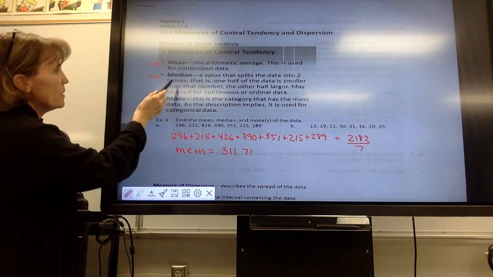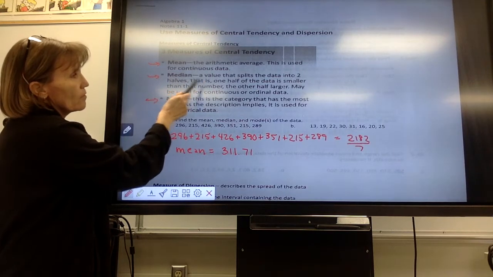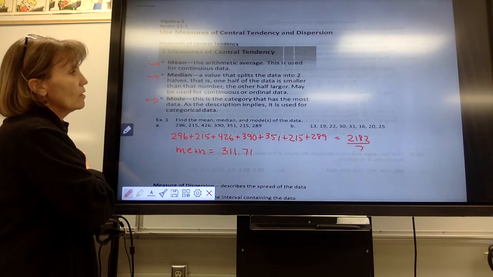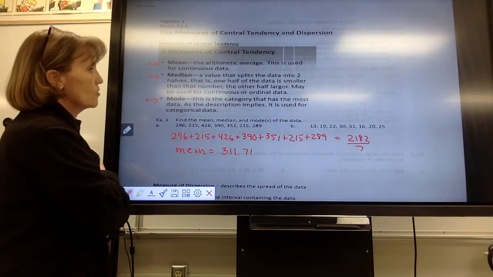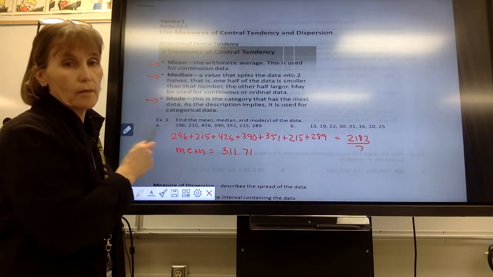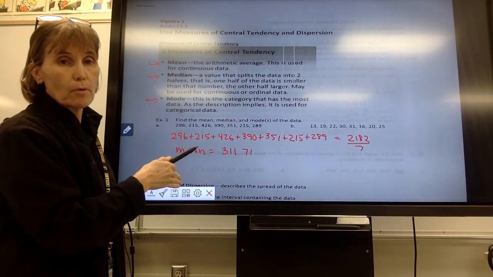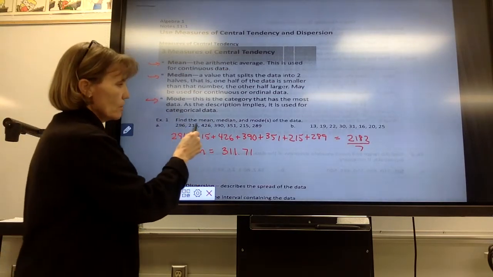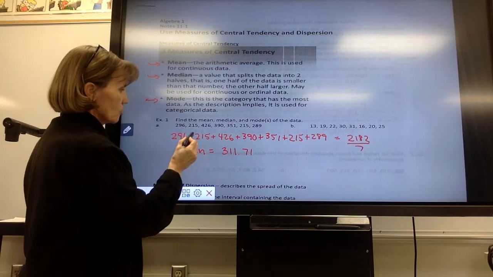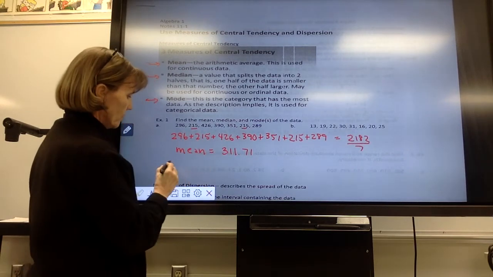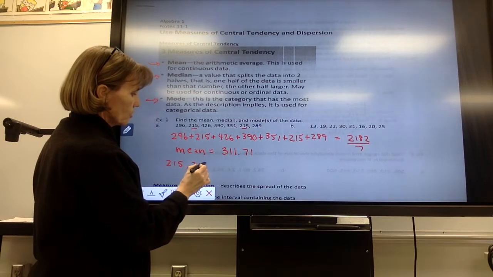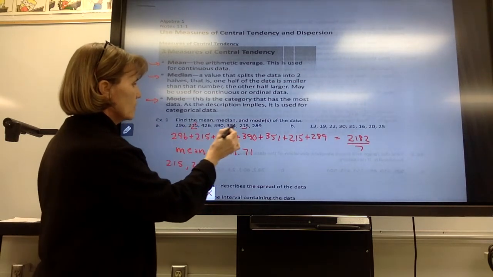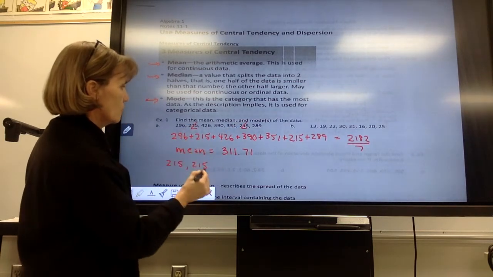When we find the median value, the median is the value that splits the data into two halves. One half is smaller than that number, the other half larger, maybe used for continuous or ordinal data. The median is the middle number, but you've got to order the numbers from lowest to greatest. The two lowest values here are 215, and it occurs twice, so I'm going to write it twice. The next smallest value that I have is 289.